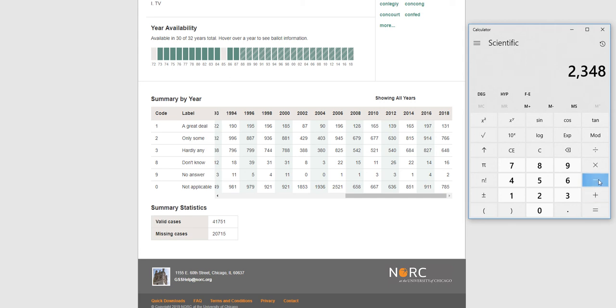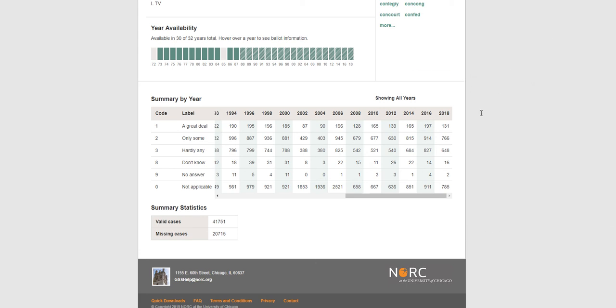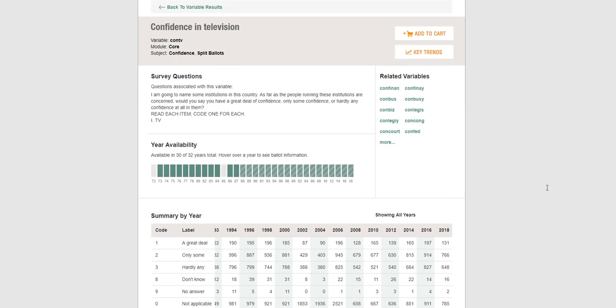Maybe we don't want to count those people. So then out of the 2,346 replies, what percentage of people replied that they had a great deal of confidence? So this would be 131 out of 2,346. And you can see that that's about 5.6% of people. So you can go through and calculate percentages that way.